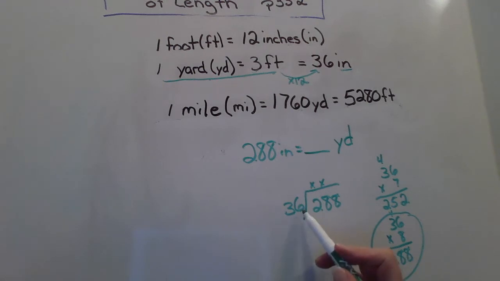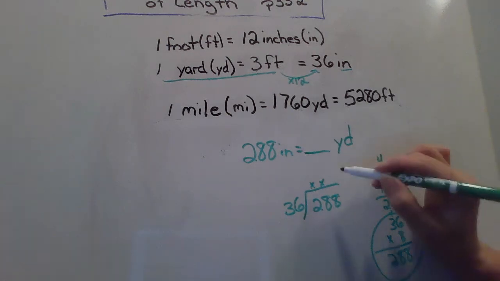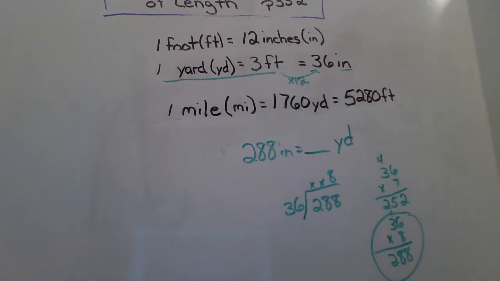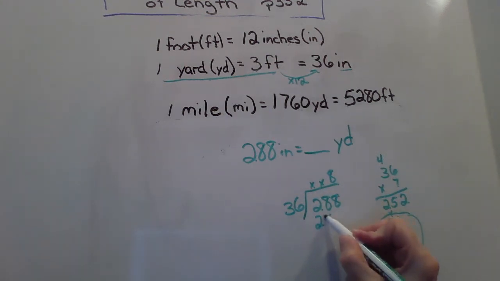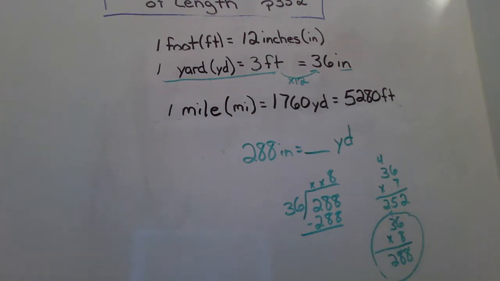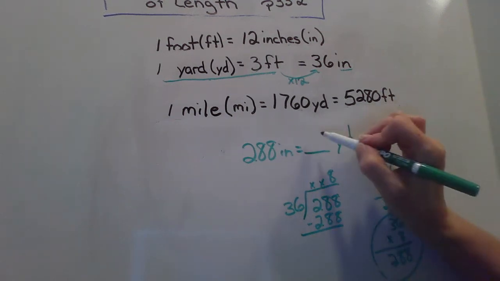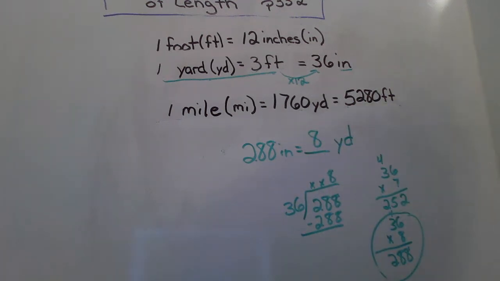How many times can 36 go into 288? 8 times, because 8 times 36 is exactly 288. So my answer is 288 inches is the same thing as 8 yards.